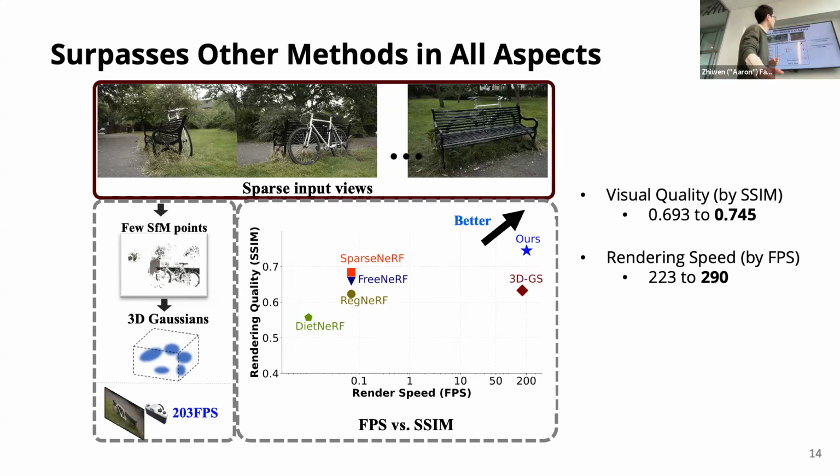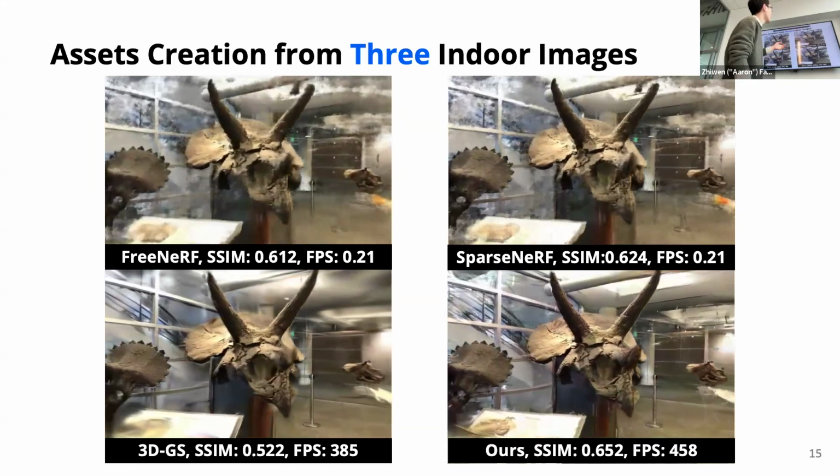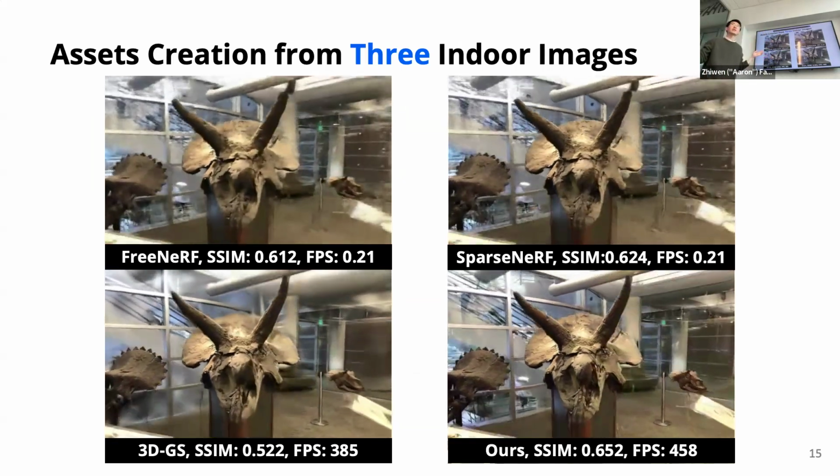So this is the conclusion. We improve the SSIM from 0.69 to 0.74, and the rendering speed compared with the 3D Gaussian, we improve from 220 to 290. So now we are able to create the photorealistic 3D environment.